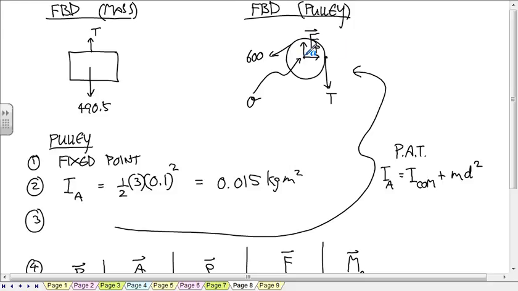Acceleration of which one? The acceleration of this point where that T is applied. We know that the acceleration of that point has to be the same as the acceleration of the mass. And so then with Newton's second law for the mass, we can come up with a constraint equation relating those two things, and we should be able to solve it, hopefully.